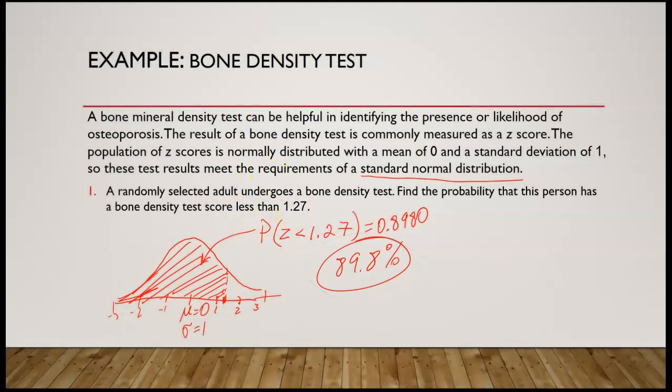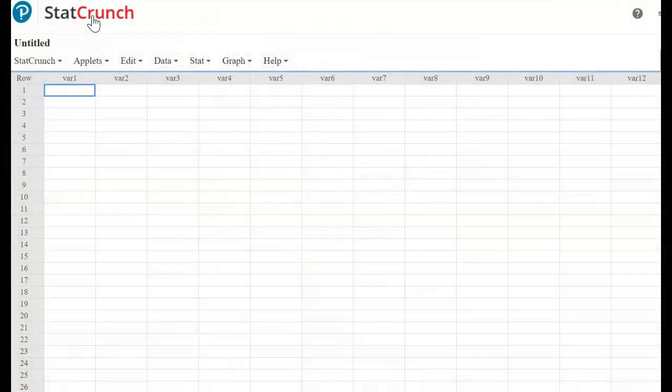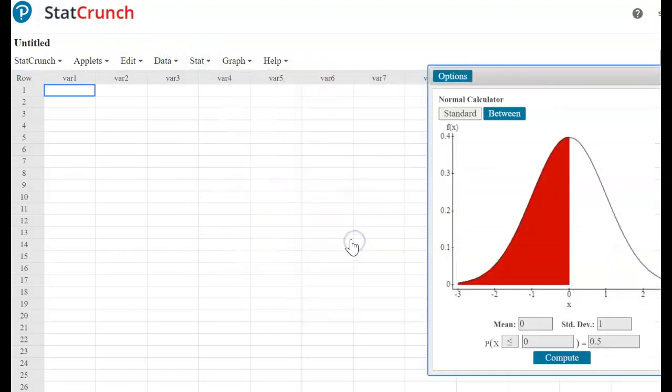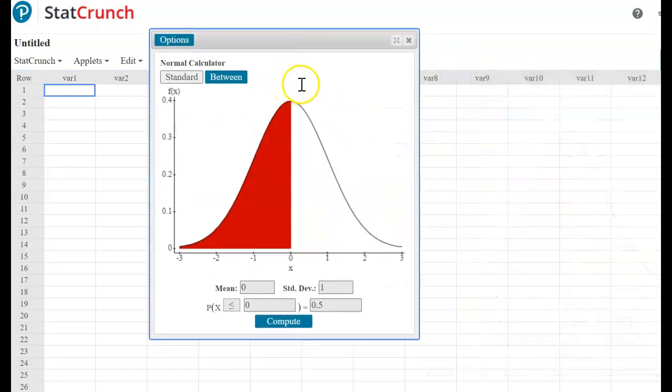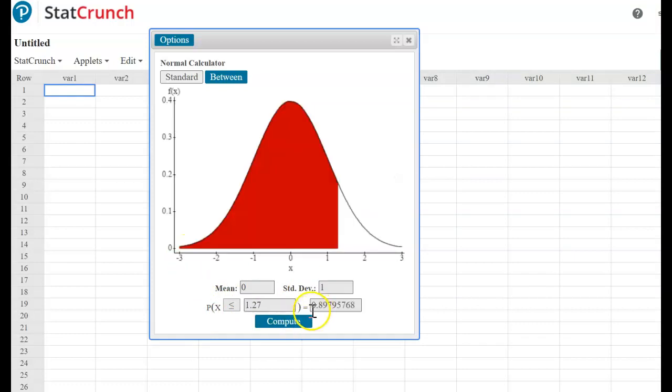Now let's do the same calculations using StatCrunch. We need to find the probability of z-score less than 1.27. Go to Stat, Calculators, Normal. We will be dealing with normal distribution. And remember, standard normal distribution has a mean of 0, standard deviation 1, P of x less or equal 1.27. Compute. The probability is 0.8980 rounded to 4 decimals.